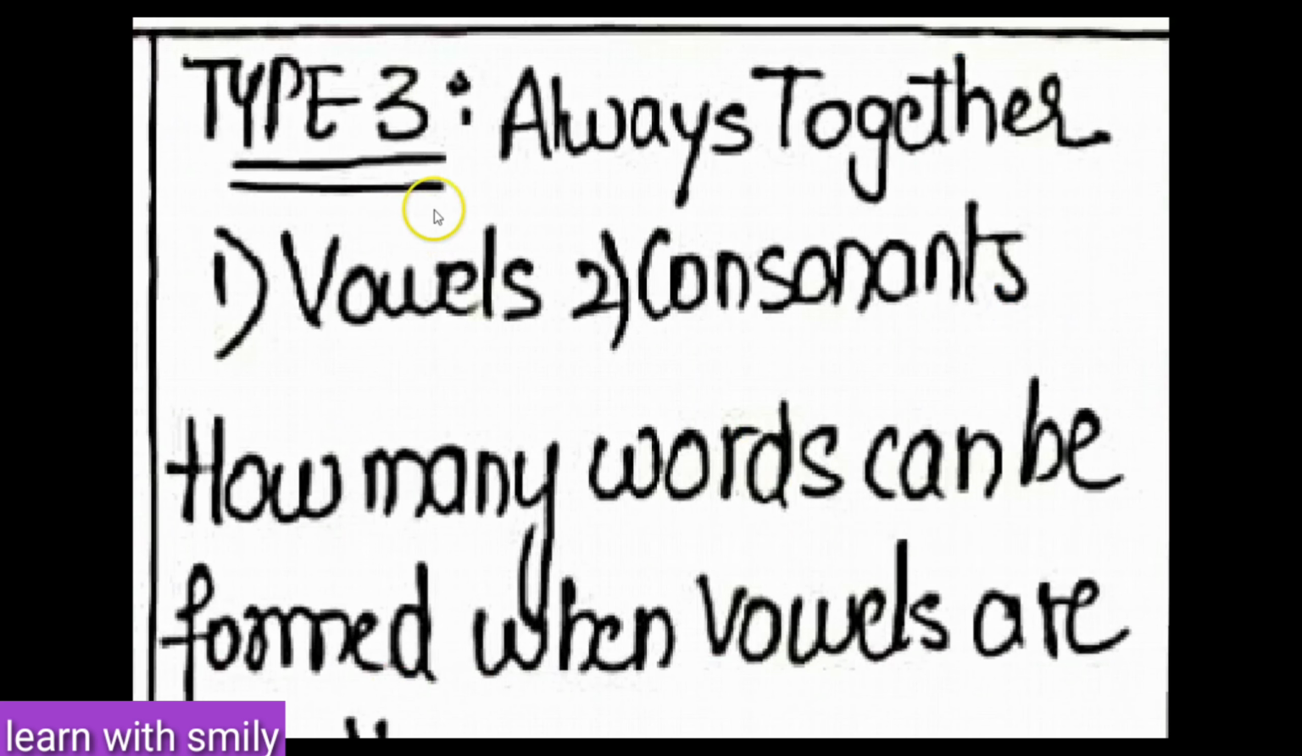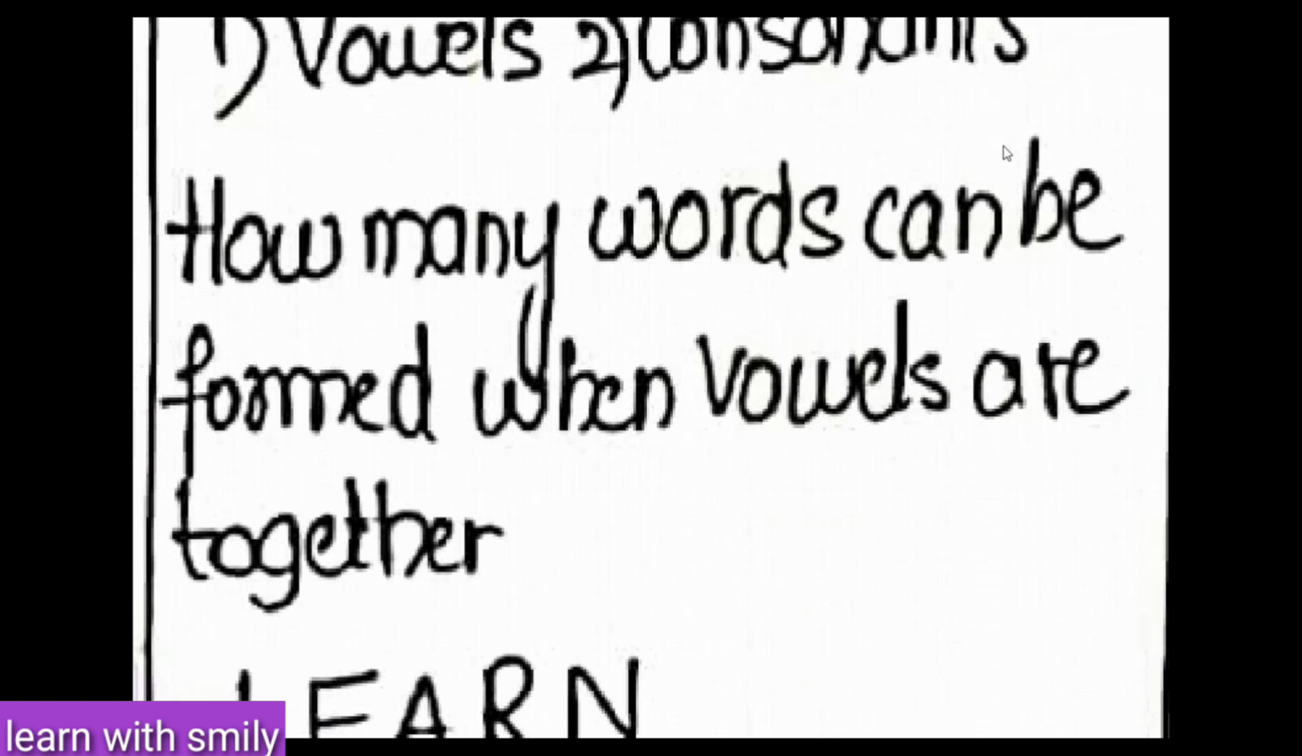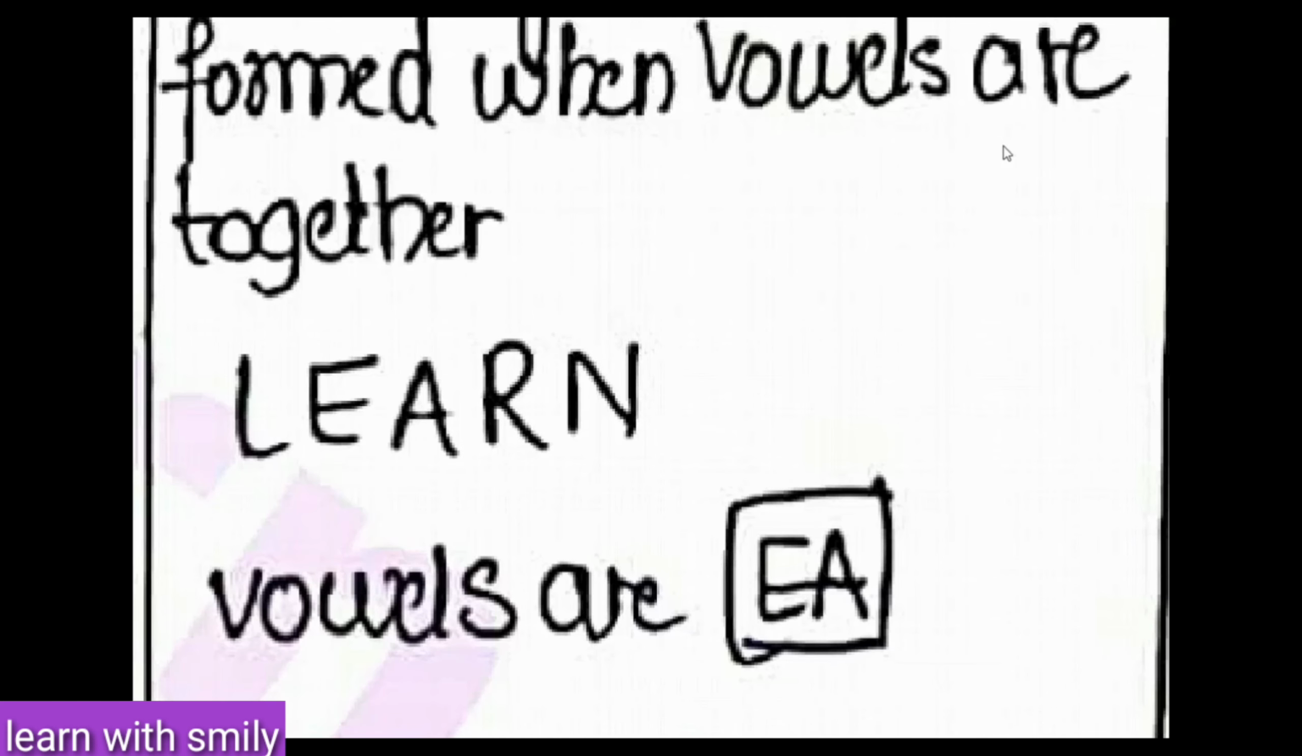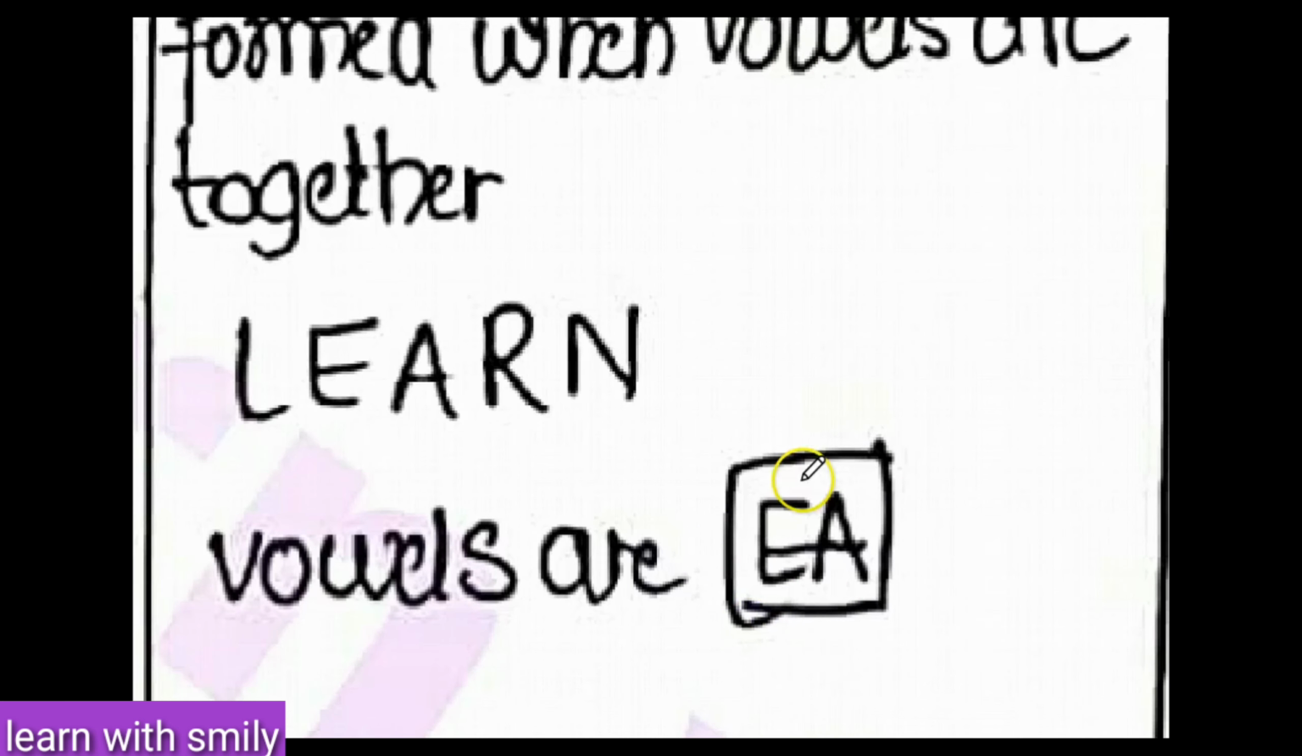Coming to type 3, always together, which means there will be some selected things like vowels or consonants which must always be together while arranging. So how many words can be formed when vowels are together for the word learn? In the word learn, what are the vowels? E and A. As E and A are vowels, E and A can be considered as one unit.